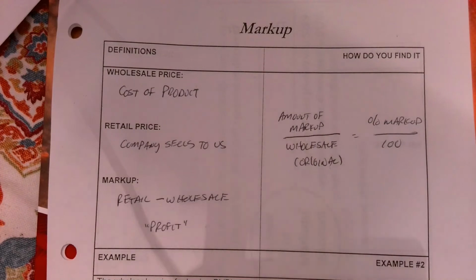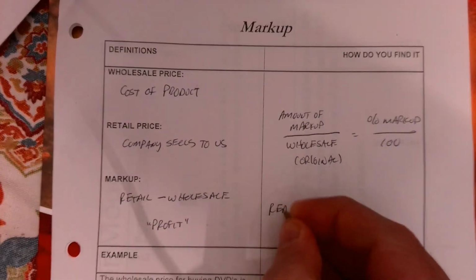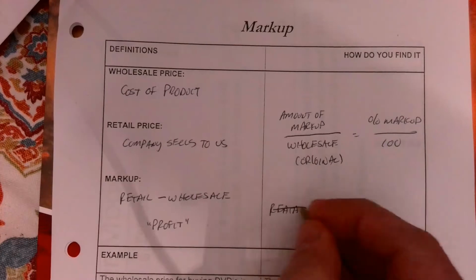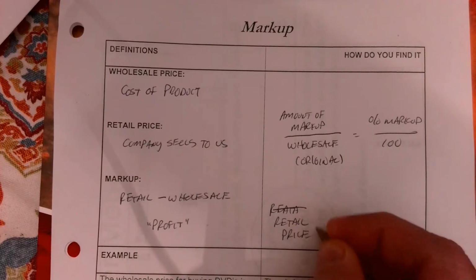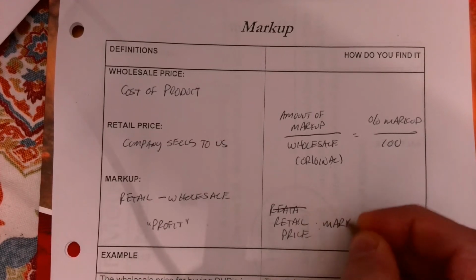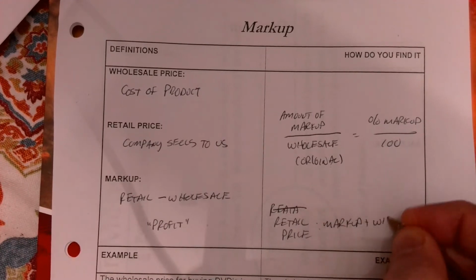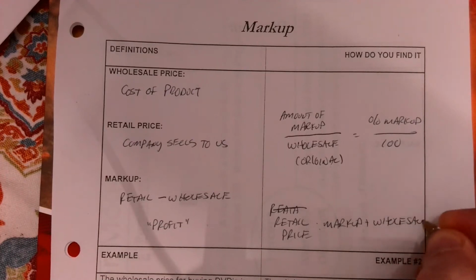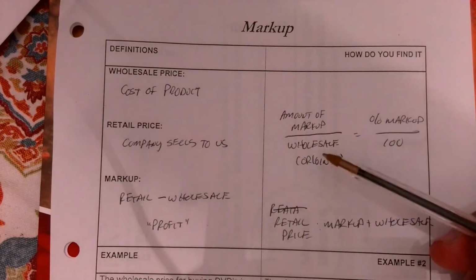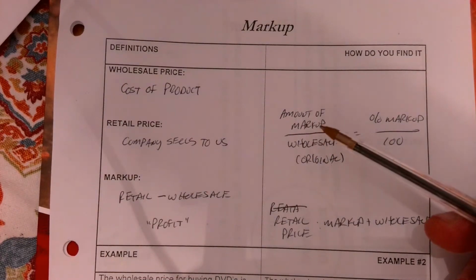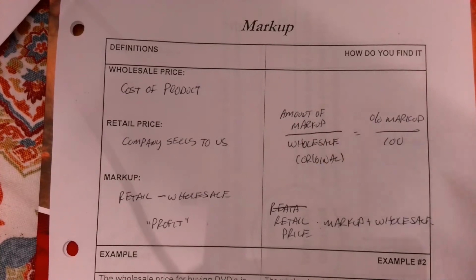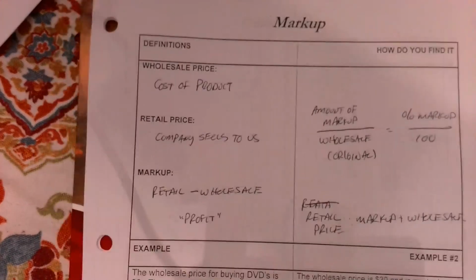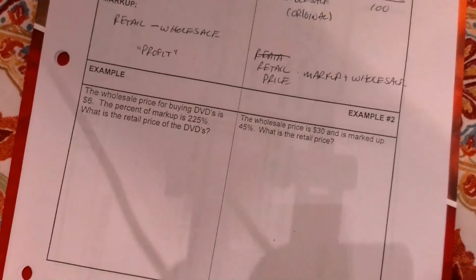And then to find the retail price, we take the markup plus the wholesale. So it's just like tax and tip. Markup gets added to this. So we find by how much we're going to increase the price, and the retail price is basically we add these two together. All right, so let's do a couple of examples, and you'll see it at work here.